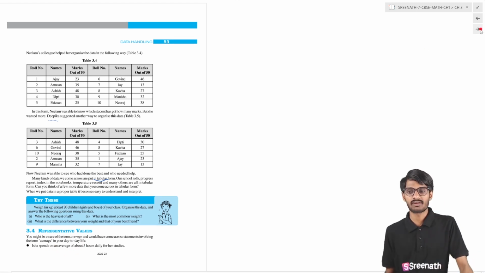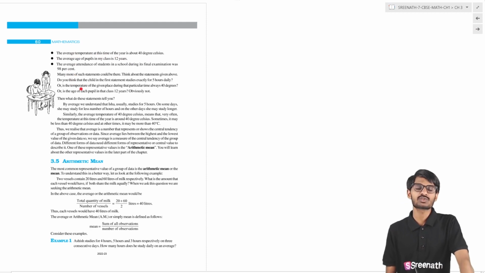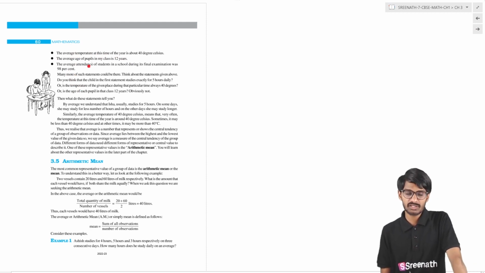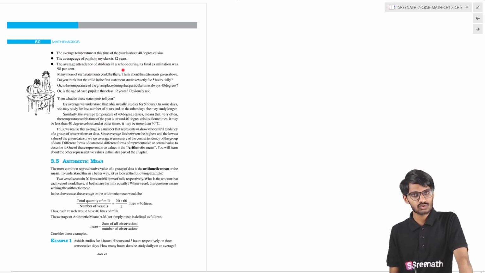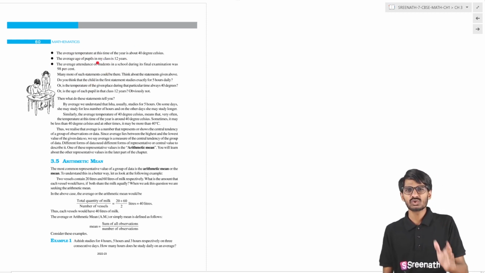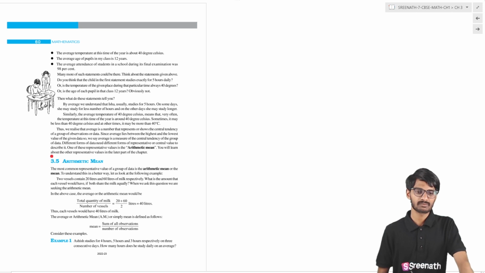There is a word called average, and I want to show some more sentences. The average temperature at this time of the year is about 40 degrees Celsius. Here also the word average. The average age of the pupils in my class is 12 years. The average attendance of students, here also average. So we are using the word average frequently in many statements, students.